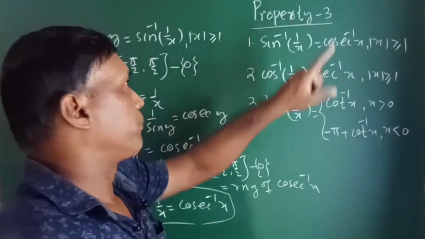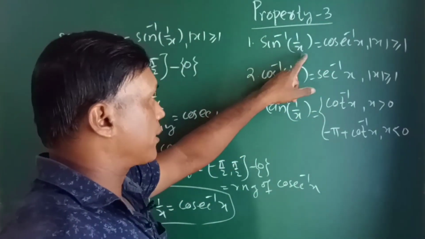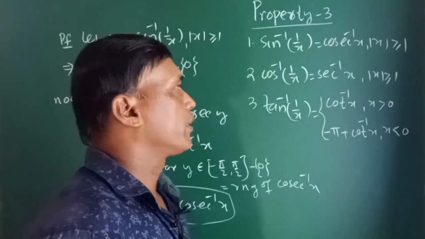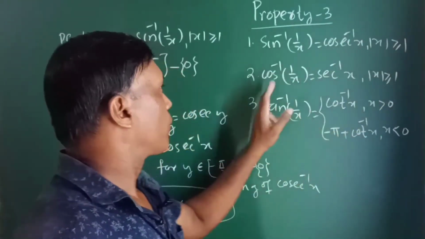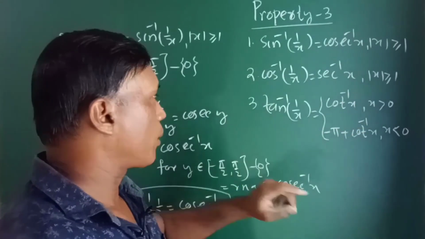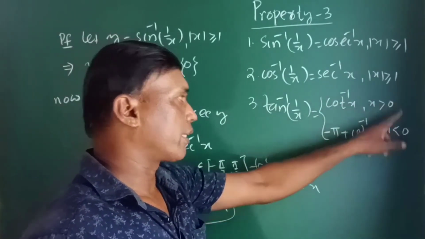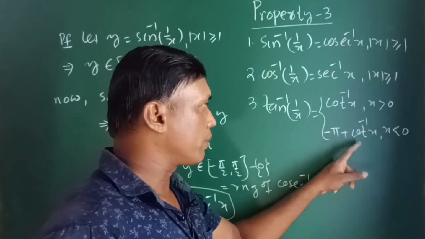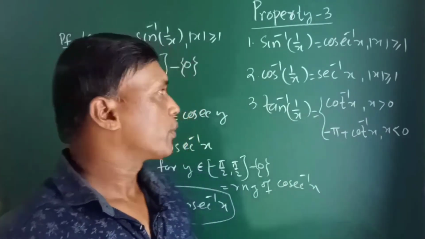Next, property 3: sin inverse 1 by x is equal to cosec inverse x, where modulus of x is greater than or equal to 1. Cos inverse 1 by x is sec inverse x, same domain. Tan inverse 1 by x is cot inverse x for x greater than 0, and minus pi plus cot inverse x for x less than 0. So how can we prove this?